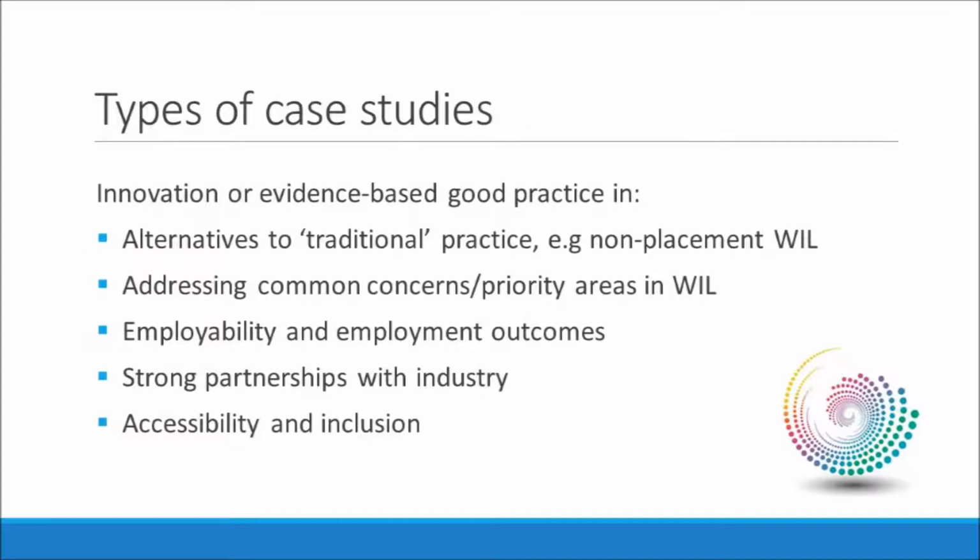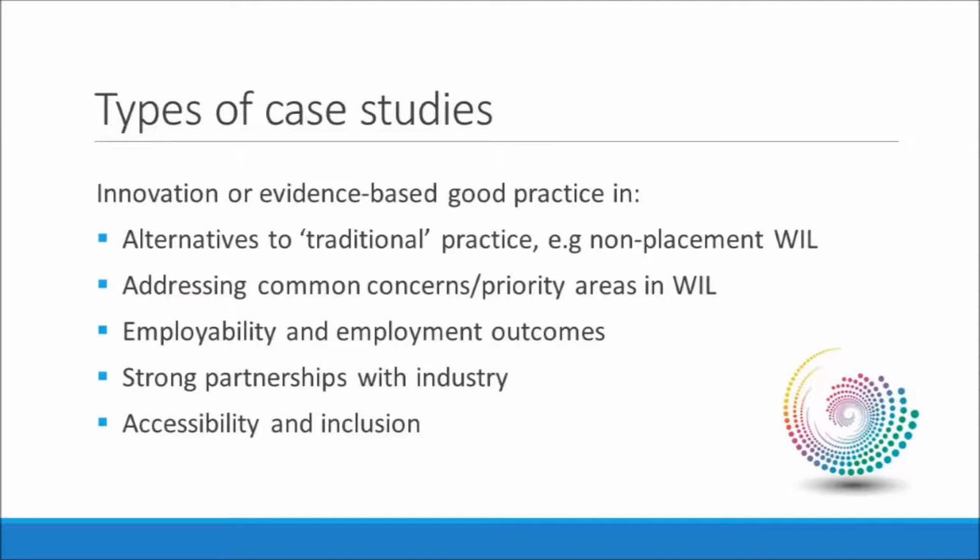Now, types of case studies. If you haven't had the chance yet to go on to the ACEN website and browse the exemplars that are currently there, I really encourage you to do that. You'll see that there is a range of disciplines and models that are showcased. We are looking for innovation or evidence of alternatives to traditional practice. So these could be non-placement WIL, but also those in priority areas such as WIL for international students, WIL for inclusive WIL around supporting students from diverse backgrounds, equity backgrounds.